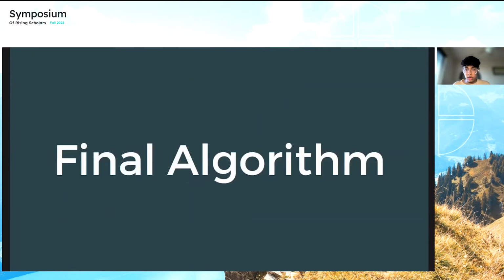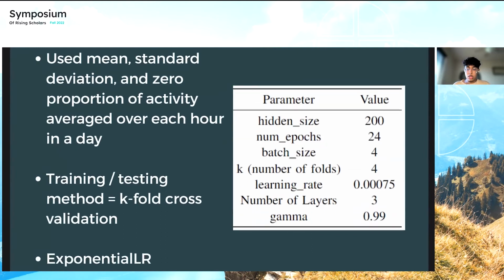So after all that work, here was our final algorithm. We used the mean, standard deviation, and zero proportion of activity averaged over each hour in a day, so 1 to 24. And for the training and testing method, we use k-fold cross-validation, which trains the model on k minus 1 over k parts of the data set and tests the model on 1 over k parts of the data set. We paired this commonly used method with exponential LR, which is an adaptive learning rate, which means that the model adjusts the learning rate or step size in order to keep the model moving forward to a minimum of a loss function. So in layman's terms, it just kept the loss to a minimum.